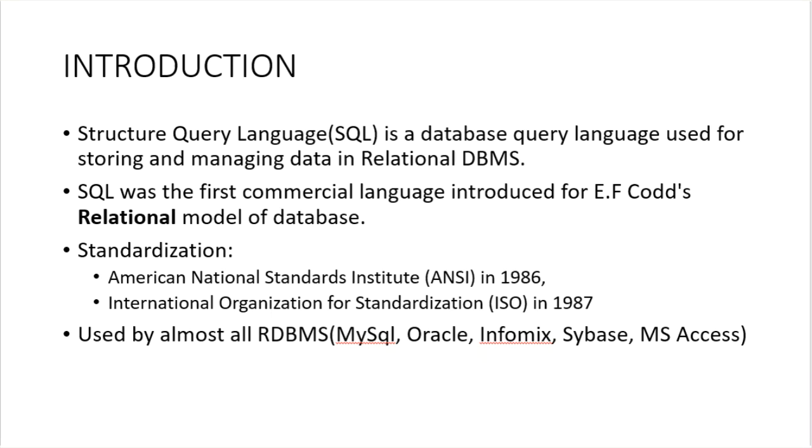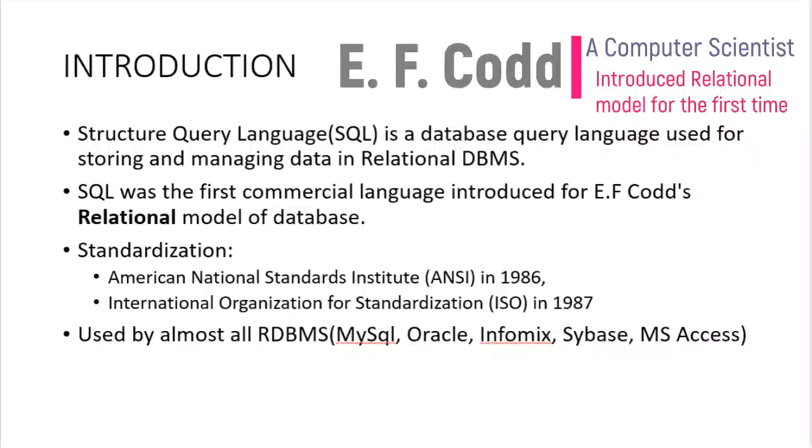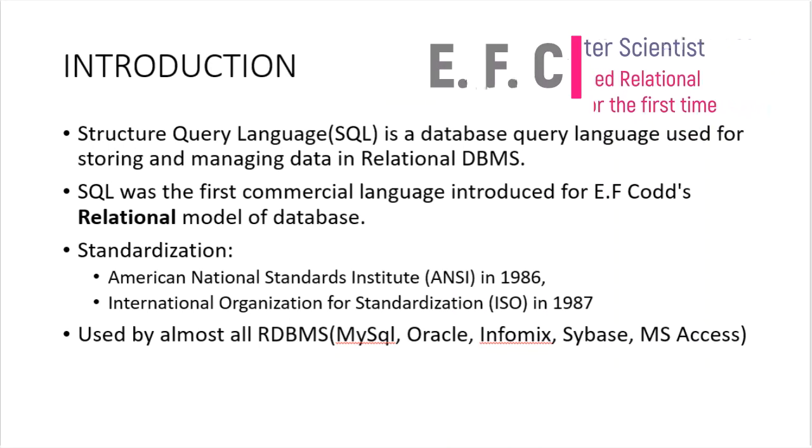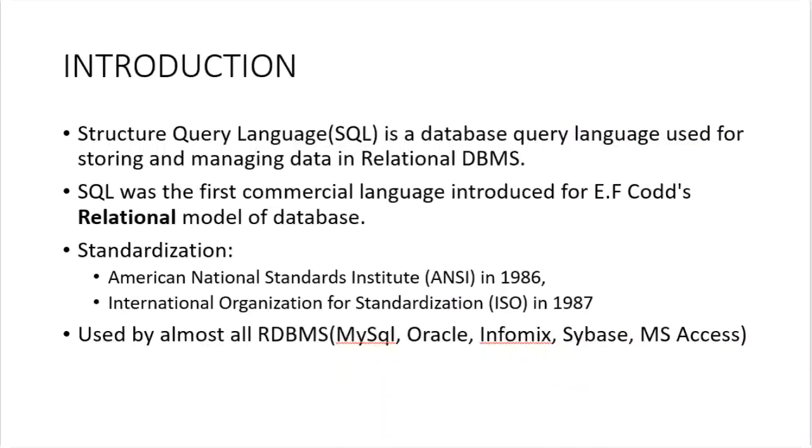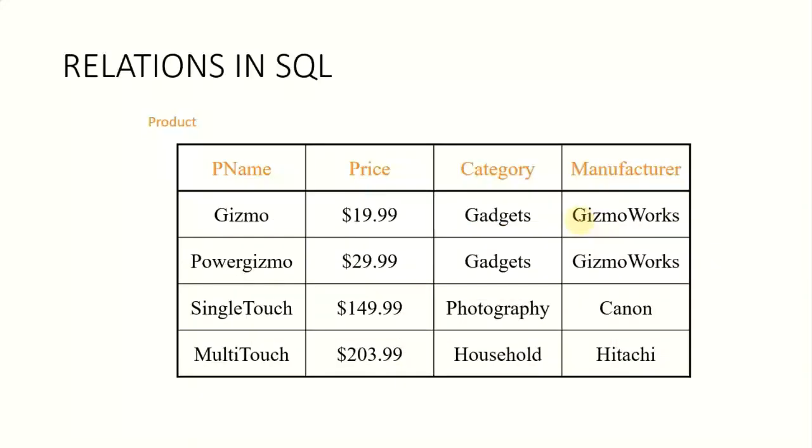So it was the first commercial language introduced for E. F. Codd's relational model of database. Edgar F. Codd was an English computer scientist who described the relational model for database management in 1969. He proposed the structure and language for relational databases. So according to this model, we will have relations used for database storage.